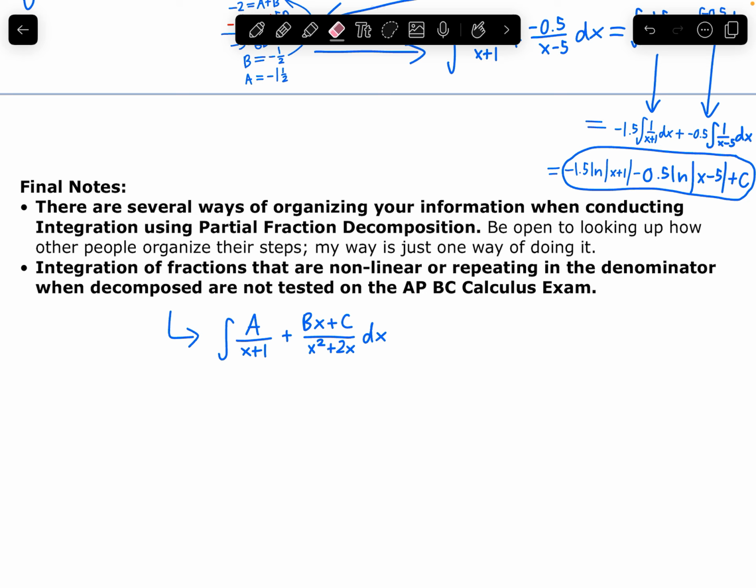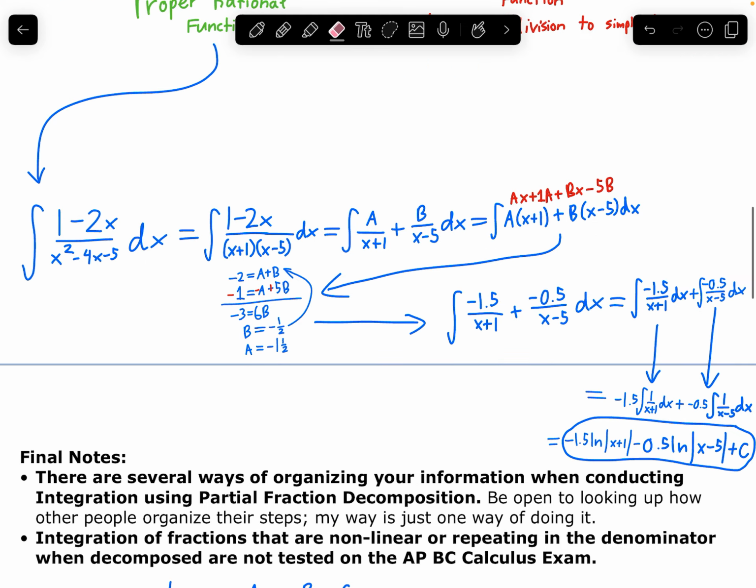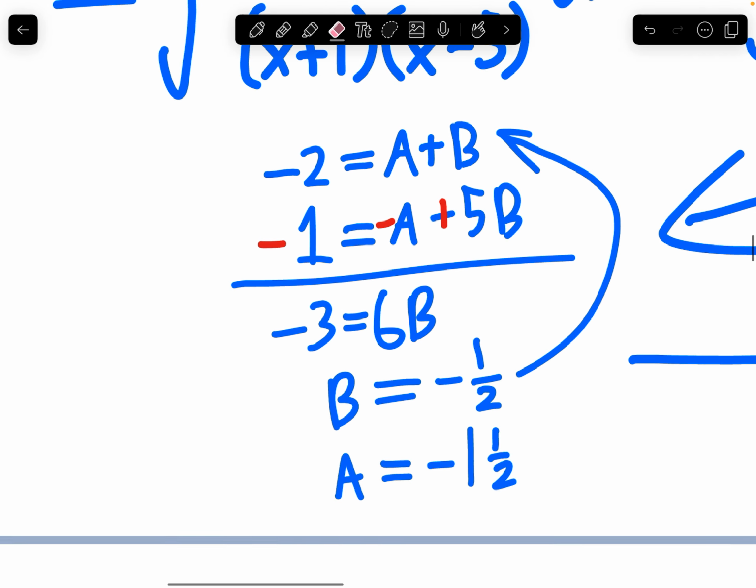Final notes, there are several ways of organizing your information when conducting integration using partial fraction decomposition. Be open to looking up how other people organize their steps. My way is just one way of doing it. In the case of figuring out what A and B are, there's another way you could do it. This is actually the way I ended up doing it on the AP test, but then I found out this way, and I figured this way was easier to understand for you guys.